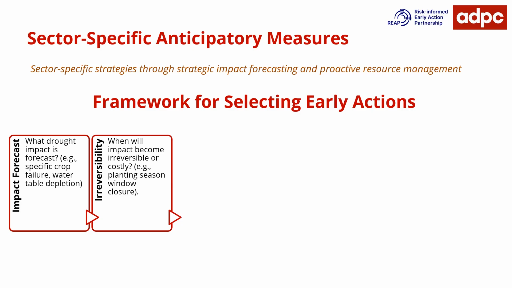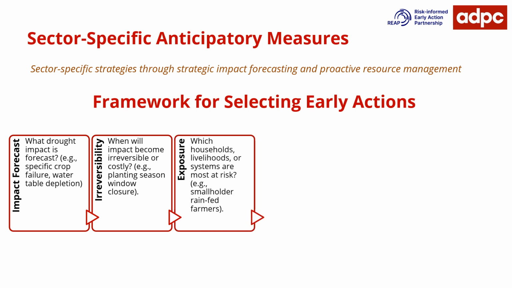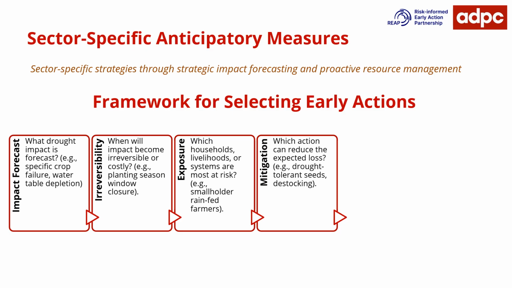Irreversibility. When will that impact become irreversible or costly? For example, the closure of the planting season window. Exposure. Which households, livelihoods, or systems are most at risk? For example, smallholder rain-fed farmers. Mitigation. Which action can reduce the expected loss? For example, drought-tolerant seeds or destocking.